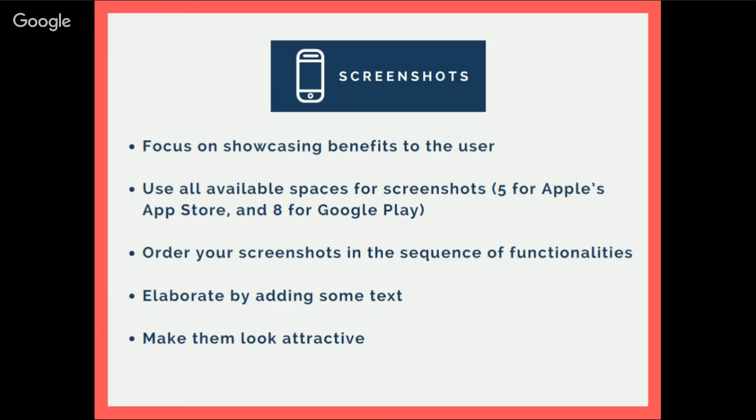Now, focus on showcasing benefit to the user. Use all available space for screenshots, like Apple gives you 5 spaces and Google Play gives you 8. Order your screenshots in the sequence of functionalities.